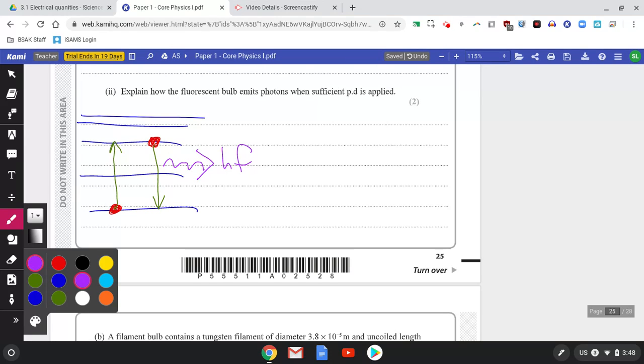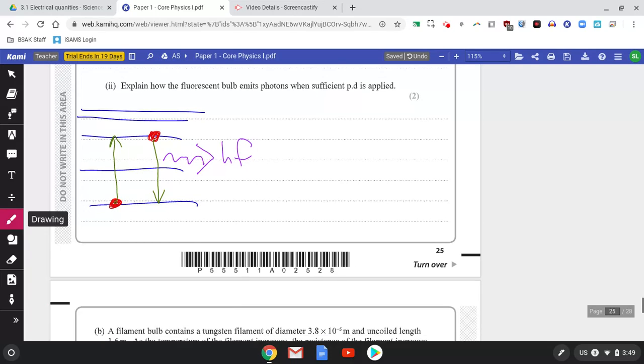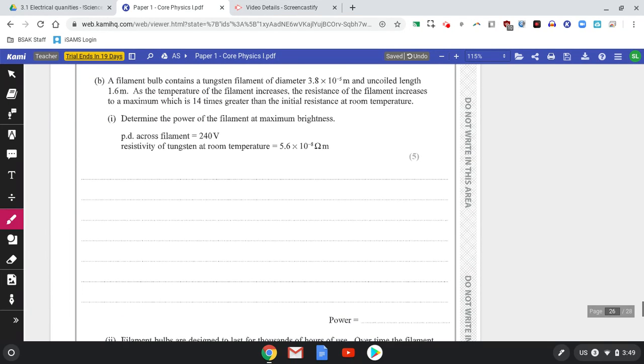If this is a mercury atom, these UV photons maybe will hit the phosphorus coating and the same process occurs, but we get visible photons. So that's how fluorescent light bulbs work. Next bit, very straightforward this. It's a resistivity calculation. Which is a nice way to end an A-level exam.